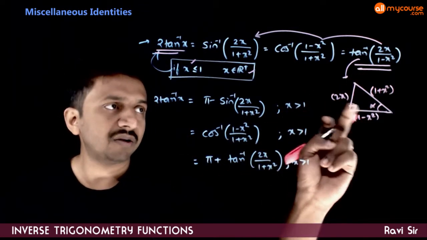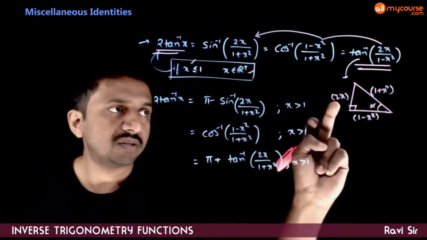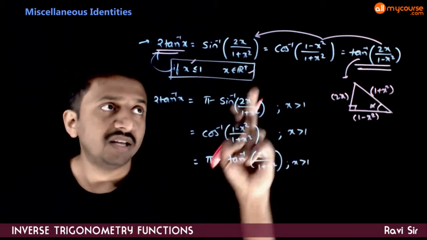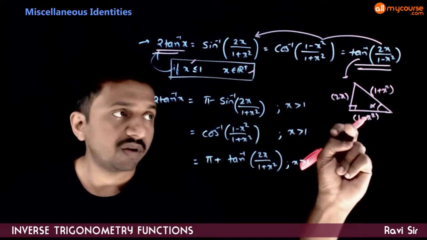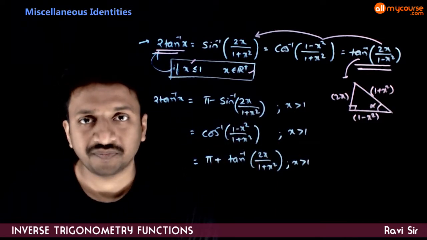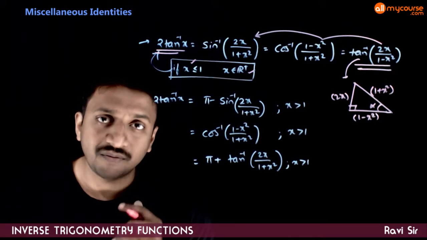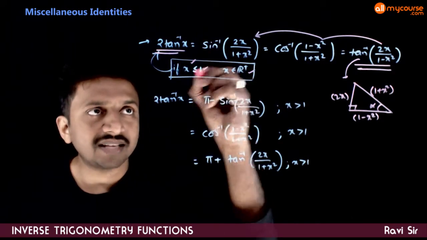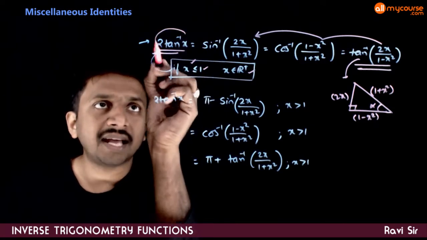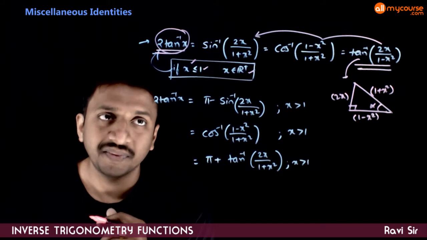So tan inverse of 2x by 1 minus x square is equal to sin inverse of 2x by 1 plus x square, which is equal to cos inverse of 1 minus x square by 1 plus x square. And these straightforward formulas will be valid as long as x is less than or equal to 1. That is, this angle is in between 0 and 90 degrees.